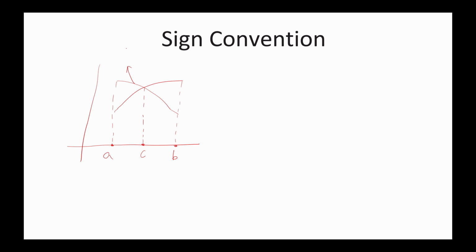This curve here, this is my f of x. This curve here, this is my h of x. Now I have to find out the area enclosed between these two curves from A to B. So what is the area enclosed between these two curves? It is of course this portion.